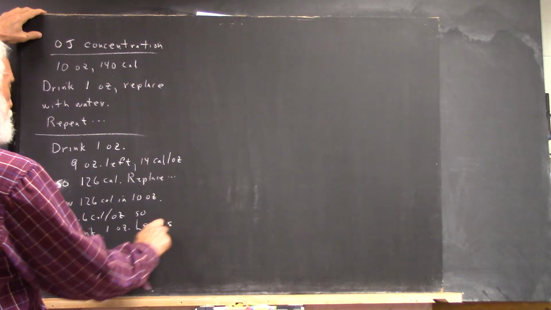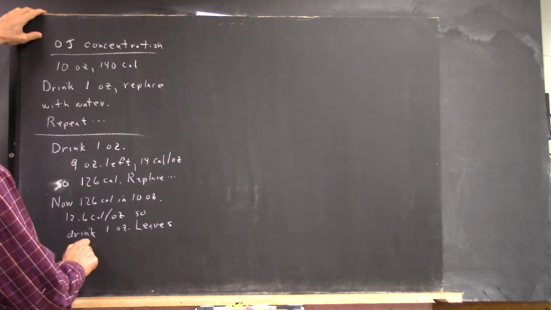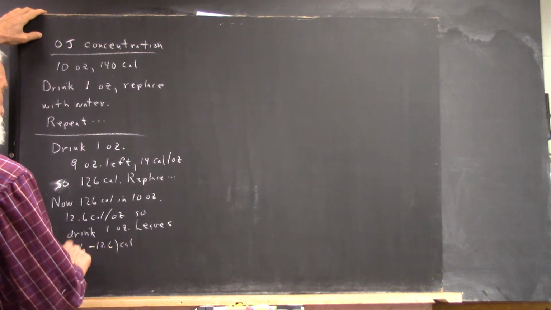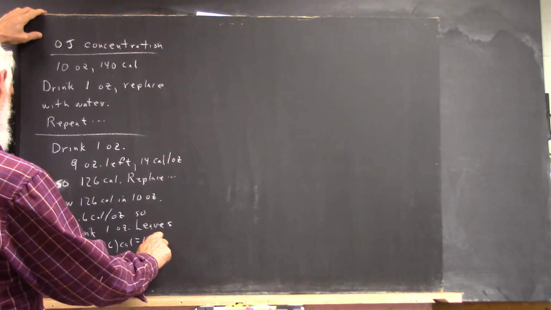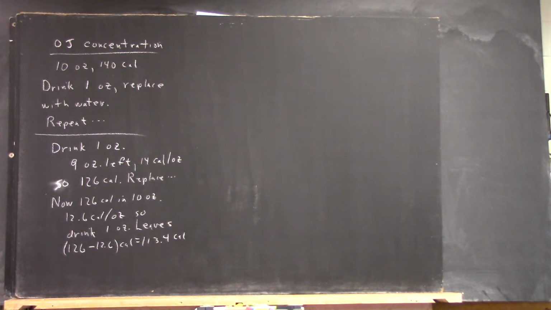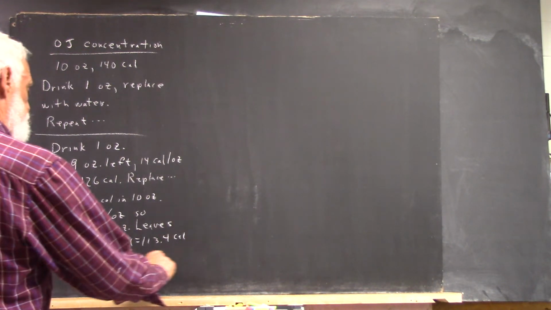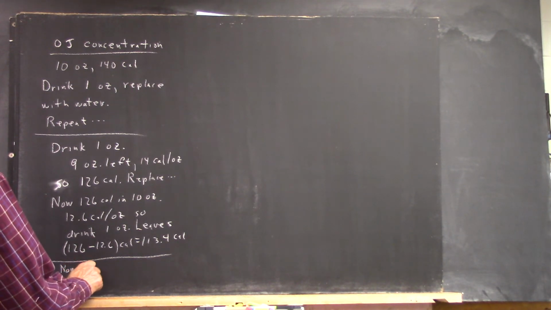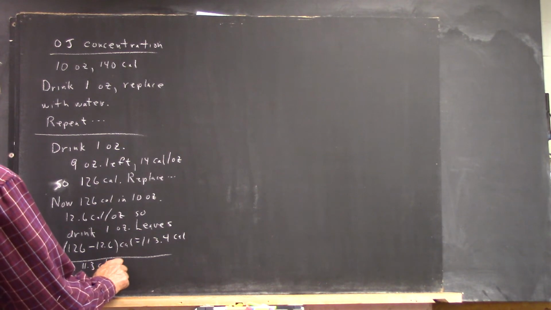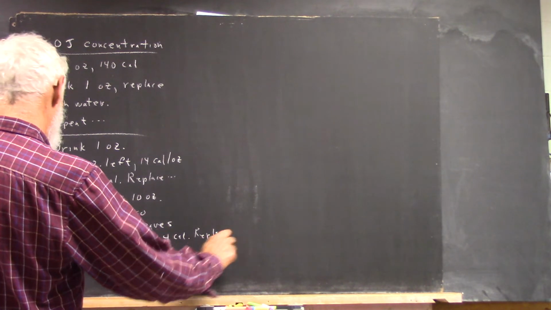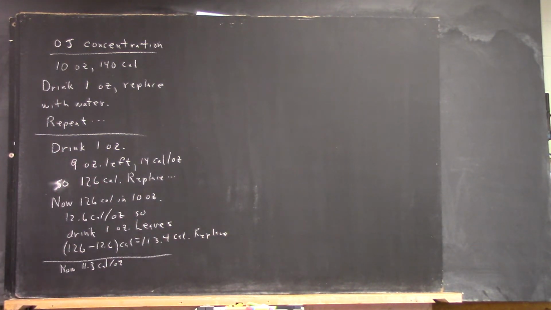We drink 1 ounce, and that leaves what? Let's see. I think that's 113.4 calories, right? Okay? And of course, we replace, just to remind ourselves. And now there are 11.3 calories per ounce, right?